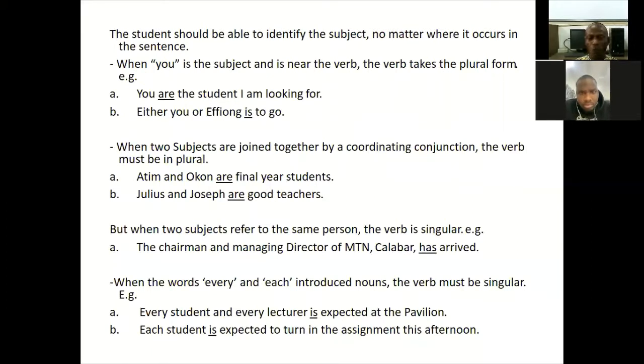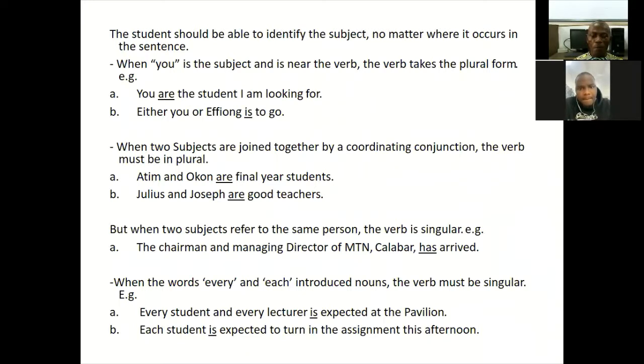grammatical. Again, Julius and Joseph are good teachers. If I were to itemize them, I could say Julius is a good teacher, Joseph is a good teacher. In order that I should stop this replication, this monotony, I decided to bring the two, Julius and Joseph, and now form a plural subject, and therefore that's why it's in agreement with the verb "are".